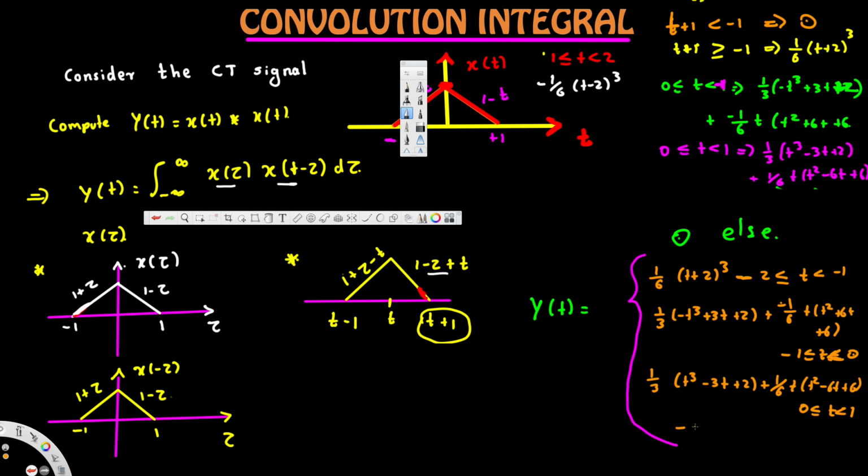And also we had 1 over 6 t minus 2 cubed. That was when t was between 1 and 2, and 0 else. Okay, and that's it. That's our piecewise function, and that's our final solution.